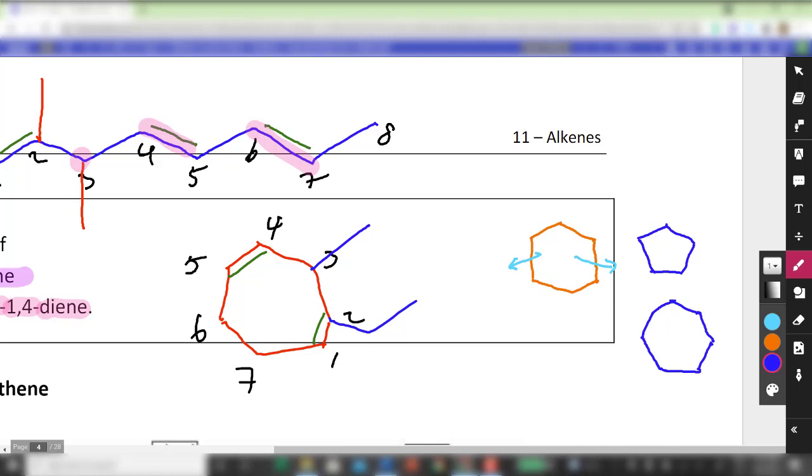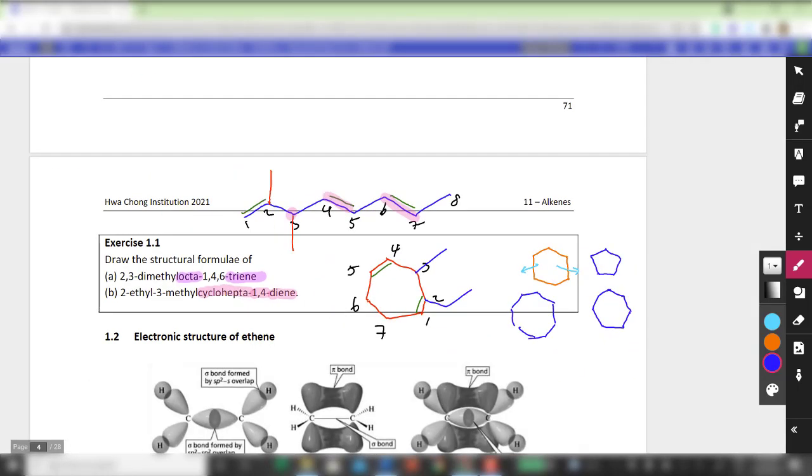Okay, 8-membered ring, I think most of us know how to draw because it's relatively straightforward. It's actually an octagon. Okay, like this. Yeah. Okay, yeah. So I'm going to move on.